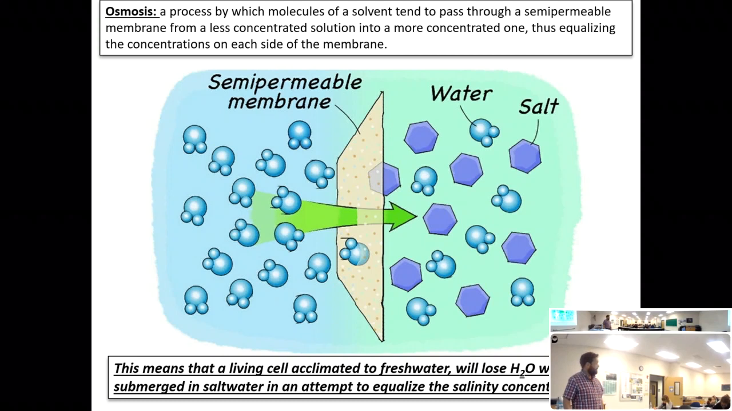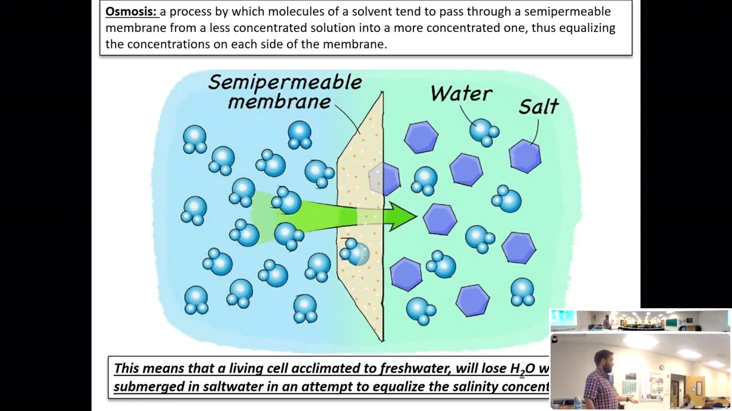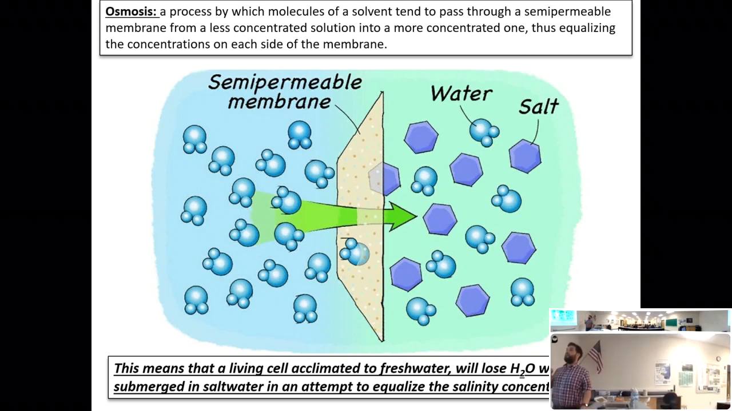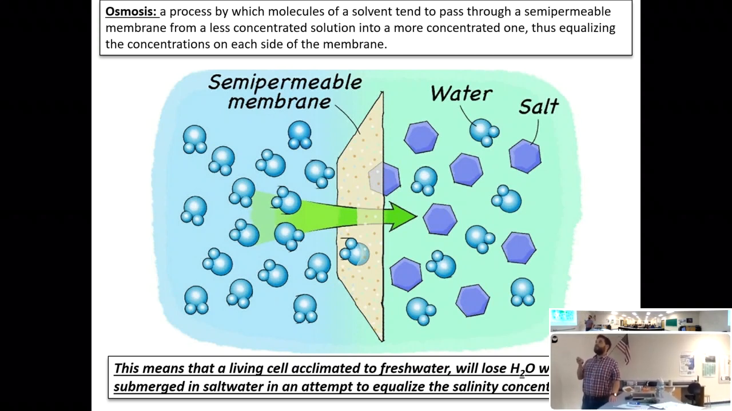Another thing that happens, important for salt water and living organisms, is osmosis. Those of you who are biology majors have heard about this. Have y'all heard about osmosis before? People studying nursing know all about this. Osmosis is the transport of solvents. They tend to pass through a semi-permeable membrane from a less concentrated solution to a more concentrated one.